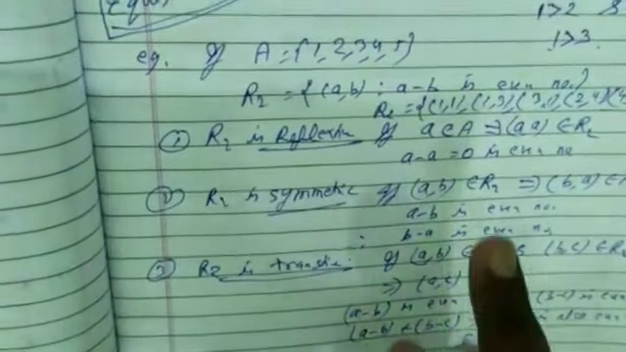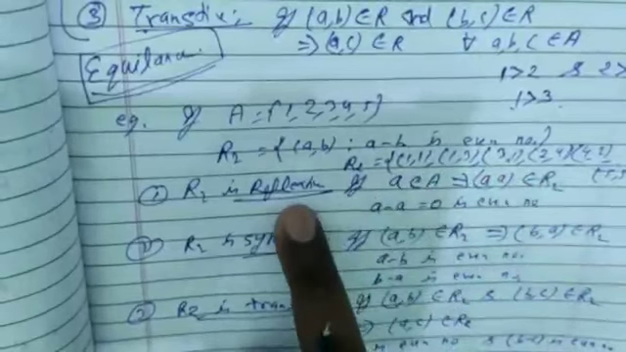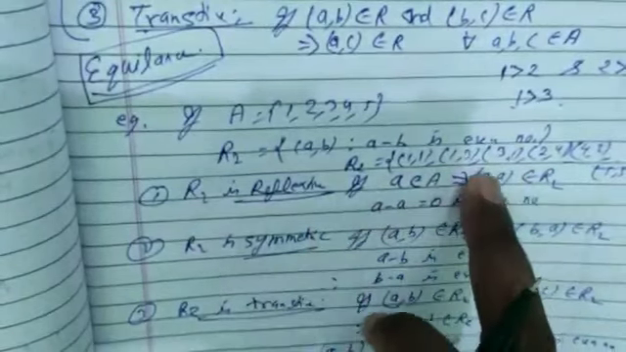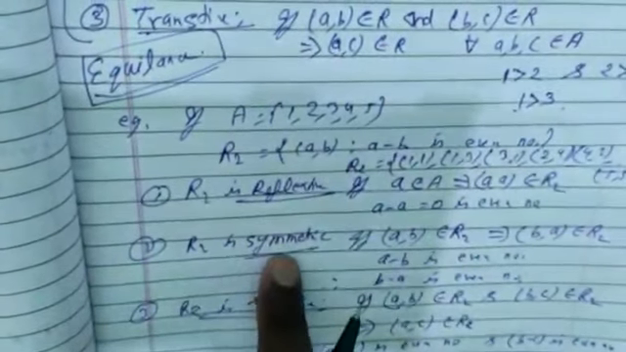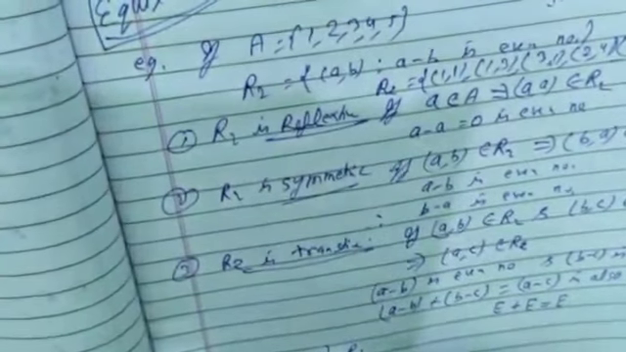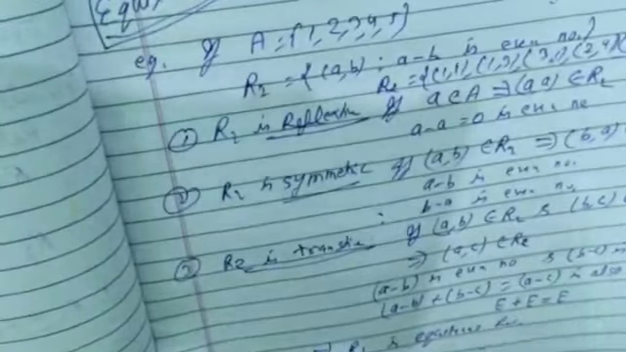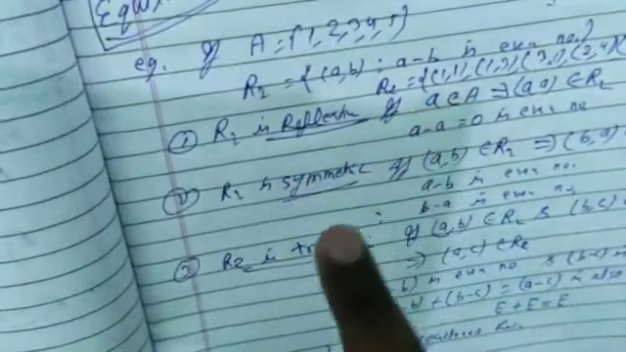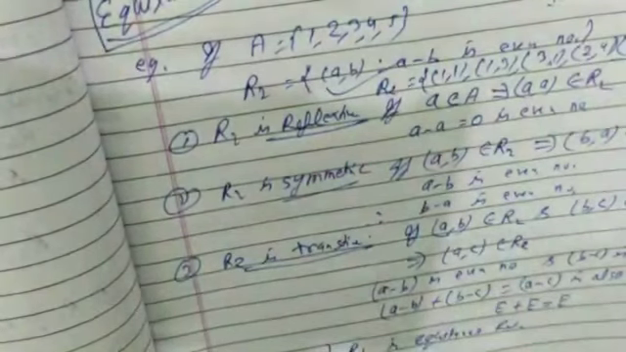So for example, (1,1) is reflexive, (1,3) and (3,1) is symmetric, and so on, transitive. So R2 is reflexive, R2 is symmetric and R2 is transitive. So then R2 is an equivalence relation. This example is solved. Through this you saw that this example applies the equivalence relation.